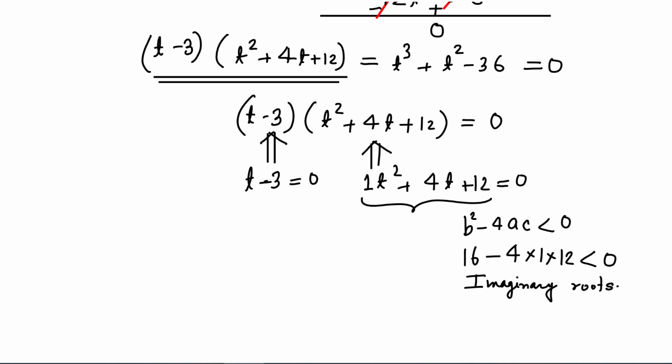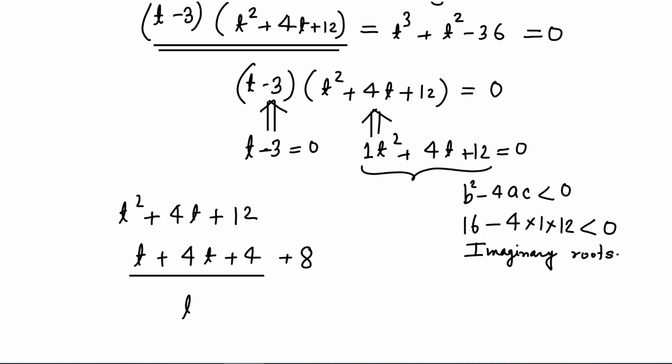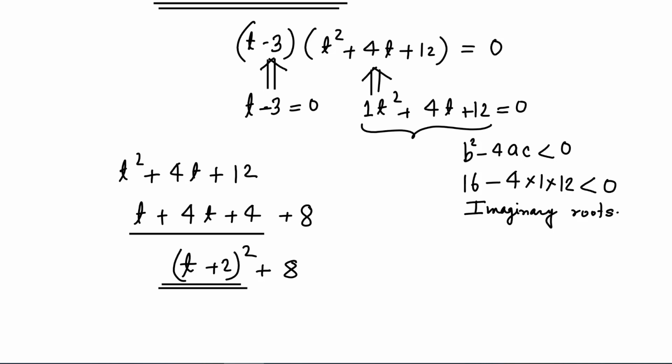Another way to show the same thing is we can write t square plus 4t plus 12 as t square plus 4t plus 4 plus 8. And this is nothing but (t plus 2) whole square plus 8. So this is a whole square, which means this term is not negative. Even if you take t equal to minus 2, this term will be 0.